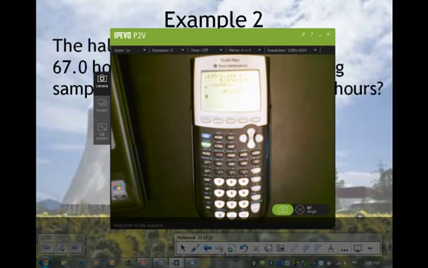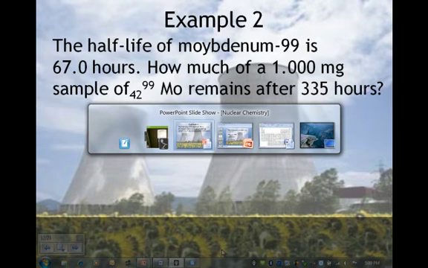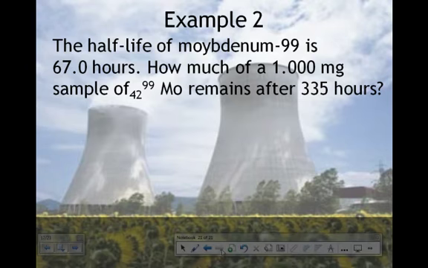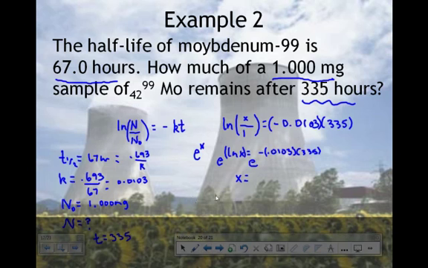Hit enter, and we get the amount that's left now is 0.0317297, and so on. We only get to keep 4 sig figs there. So 3173, it looks like. Here's where we want to be. 0.0317 milligrams. That's the amount that is remaining after 335 hours.